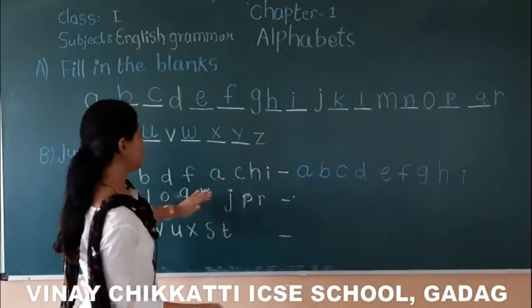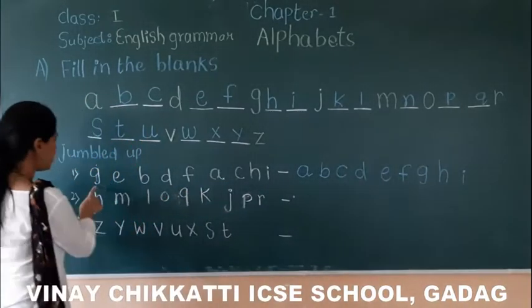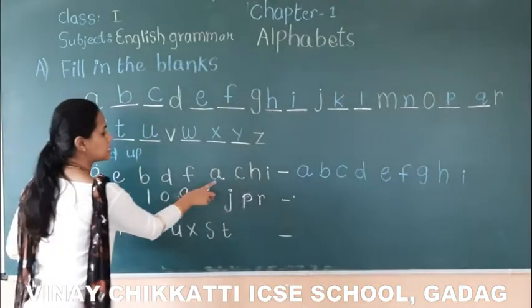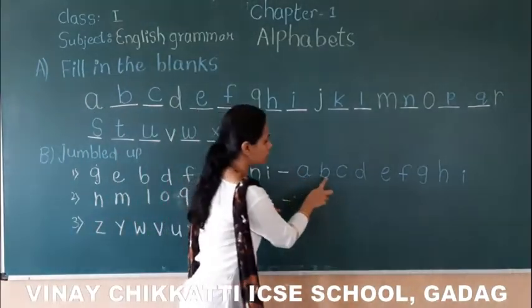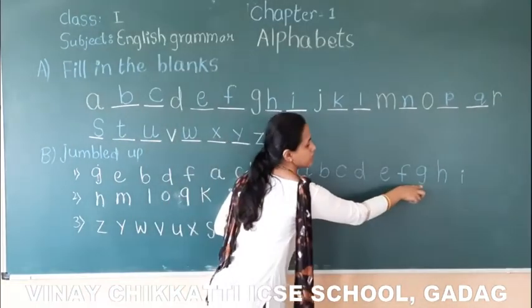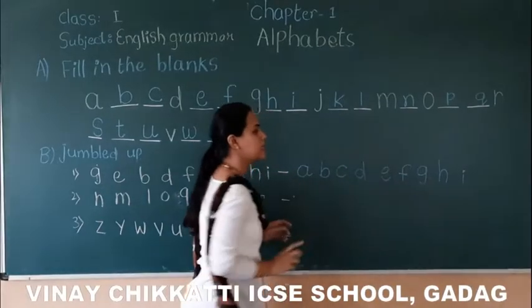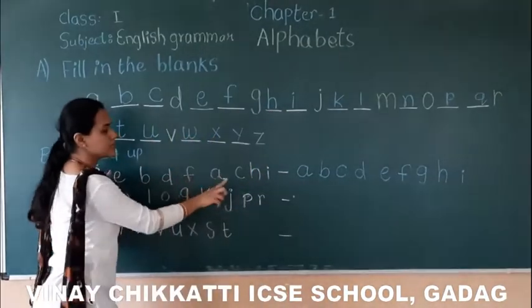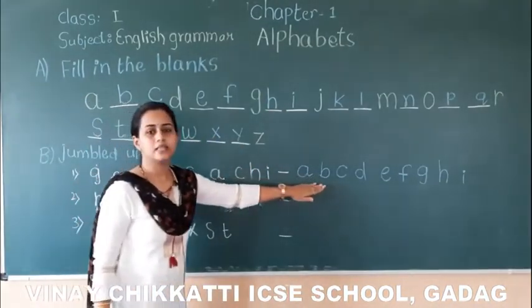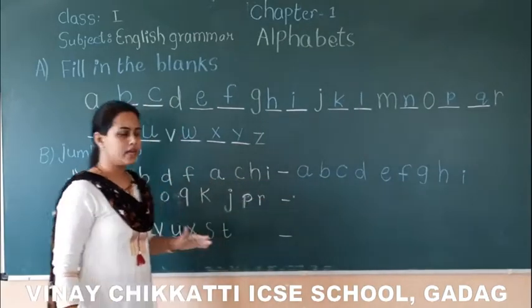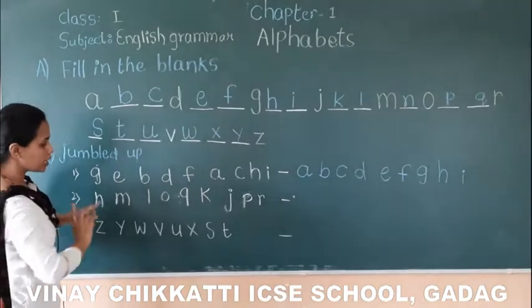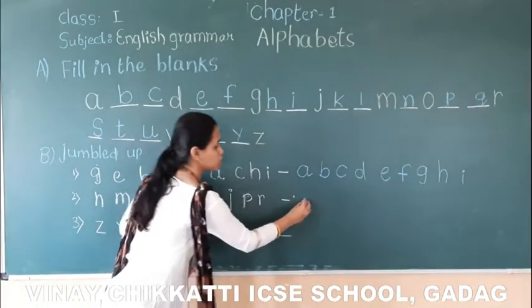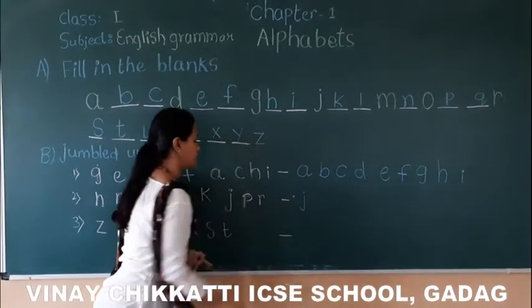Okay. These are the jumbled letters. See, 1, 2, 3, 4, 5, 6, 7, 8, 9. There are 9 alphabets. So, these are the jumbled ones. These are in order, right? So, we'll go to the next. After I, what will come? J. So, we will write J first.